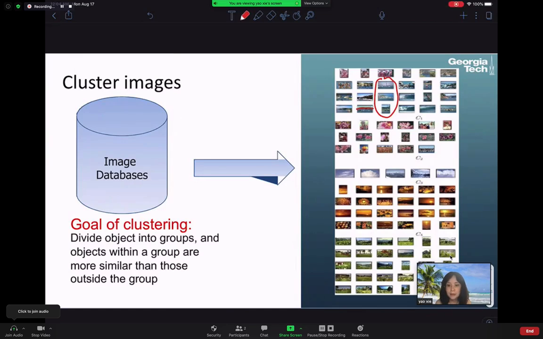Okay, so based on that, the goal of clustering is to divide the objects into groups, and hopefully the objects within the group are more similar than those across different groups.